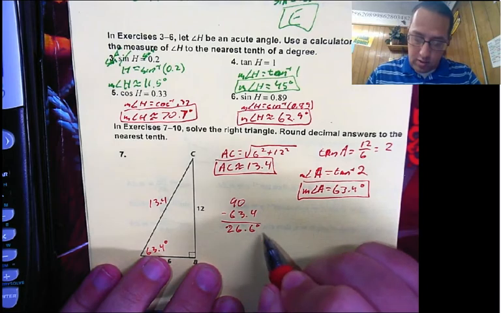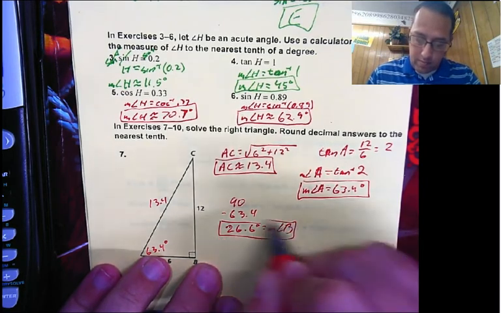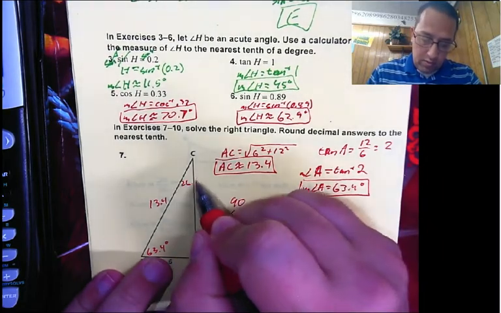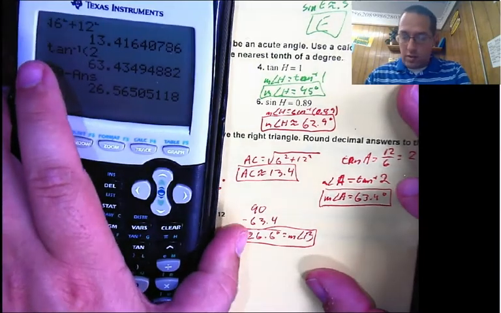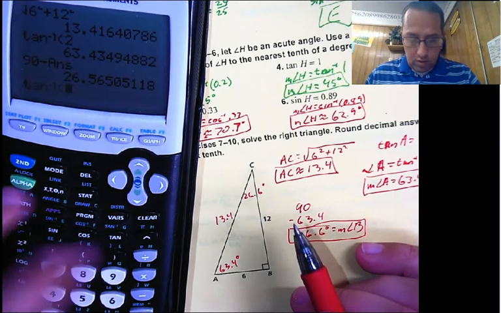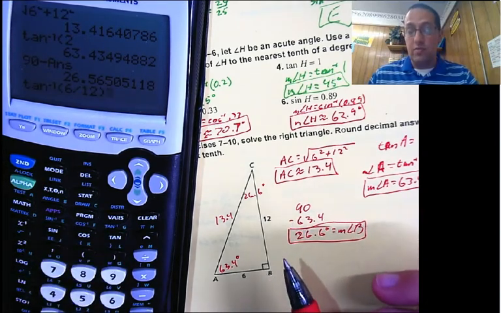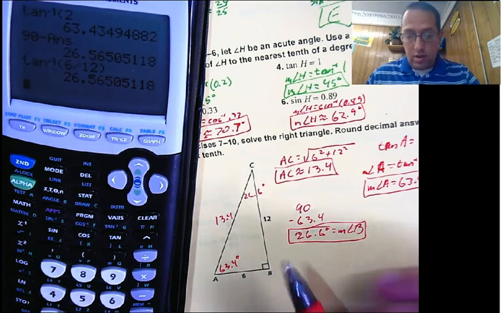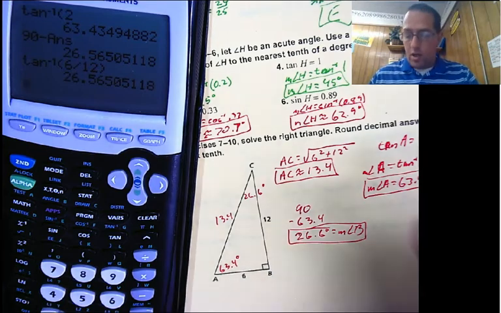26.6 degrees is equal to the measure of angle B. 26.6 degrees. And just so you can see this, we could do this the other way around. Let's see, that tangent would be 6 over 12, right? So inverse tangent of 6 over 12, no, it is not actually necessary to simplify in your calculators. And we get the exact same answer. All right, so we're good.